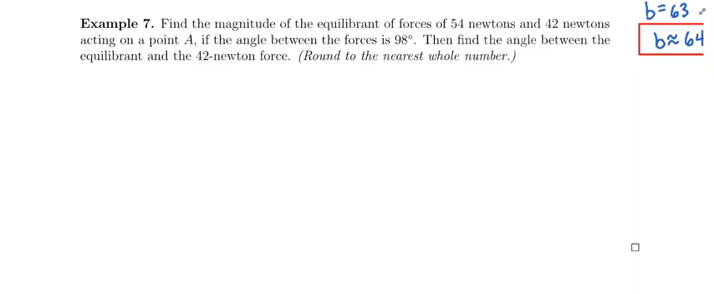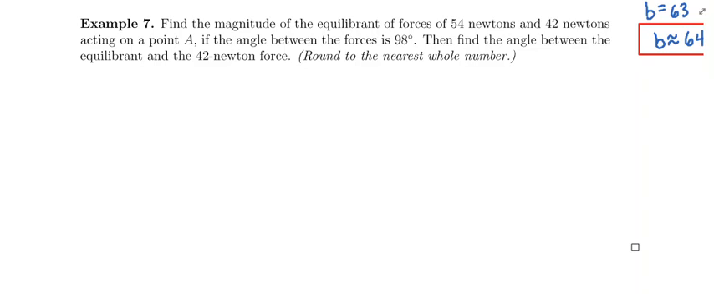Example 7. Find the magnitude of the equilibrium of forces 54 newtons and 42 newtons acting on a point A if the angle between the forces is 98 degrees. Then find the angle between the equilibrium and the 42 Newton force. We need to round everything to the nearest whole number.